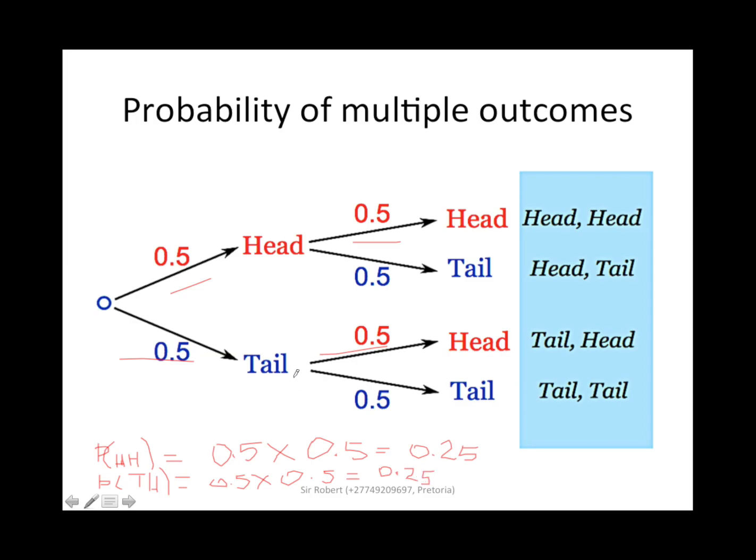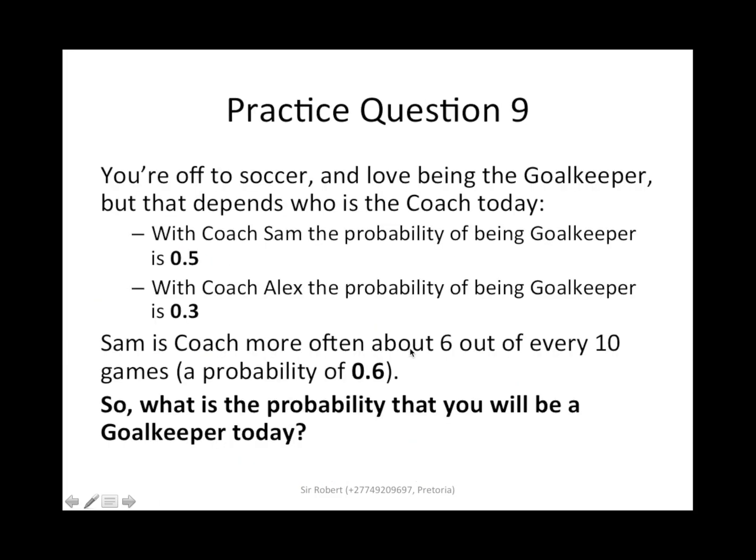So now, if you are going along the branches, it means you are multiplying. If you are going across the branches, it means you are adding. Some of these things will become clear as we do more examples. So let's move on. This is a practice question for you.